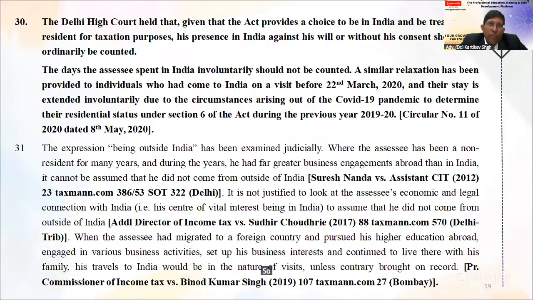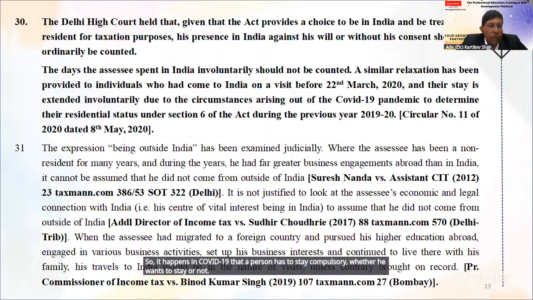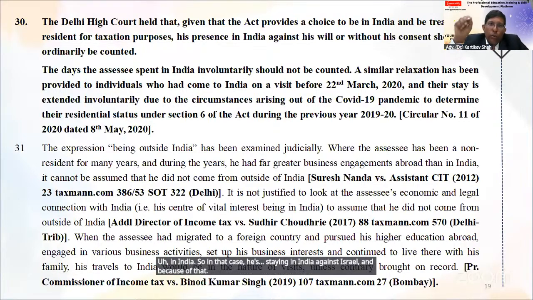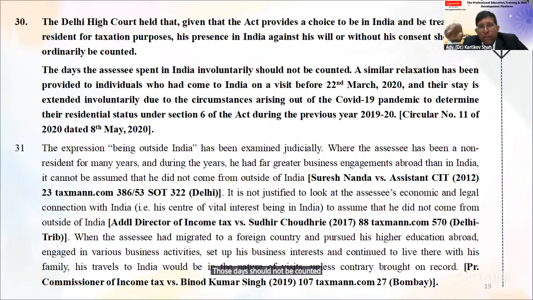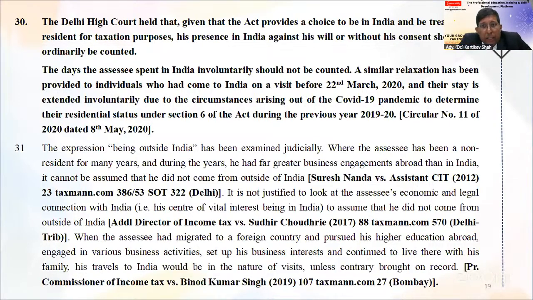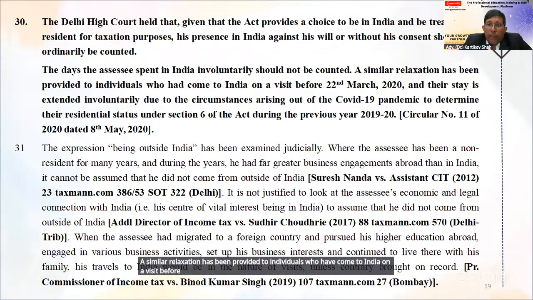So in COVID-19 a person had to stay compulsorily, whether he wanted to stay in India or not. In that case, he is staying in India against his will, and because of that, those days should not be counted. Hence it has been provided that the days the taxpayer spent in India involuntarily, against his wish, should not be counted. A similar relaxation has been provided to individuals who had come to India on a visit before 22nd March 2020.